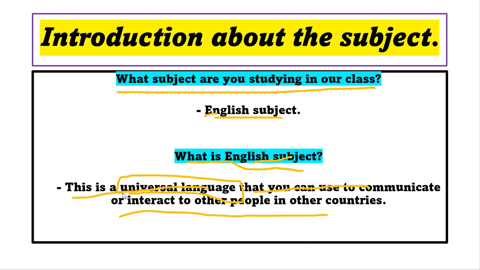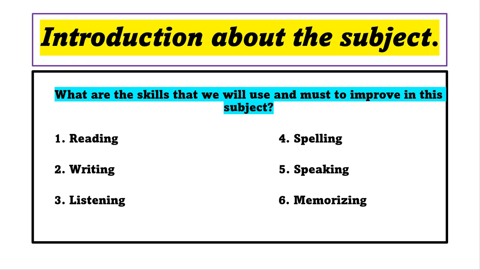It's like when you have a universal charger, so you can charge every phone. So universal means everywhere that you can apply to communicate or interact with other people. To talk, to have a relationship, to be friends with people that you don't know in other countries, like Germany, Australia, America, Russia, UK. You can use this language here. So English.